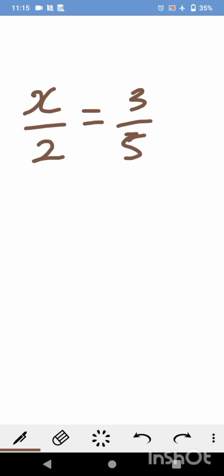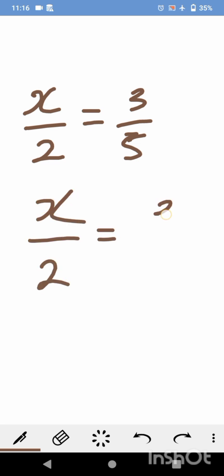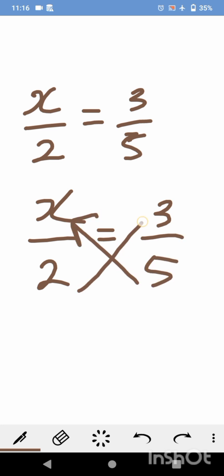Alright, today we're learning how to solve algebraic fractions. Algebraic fractions are fractions that have signs and symbols in them, something like this. So what do we do here? Here we cross multiply in a way that our x will still remain on the left hand side, and the symbol will go like this and like this.